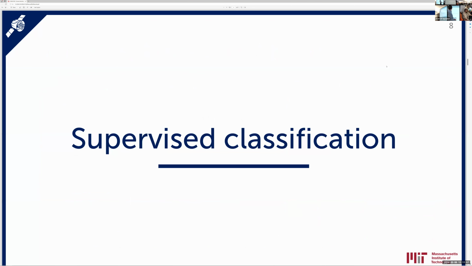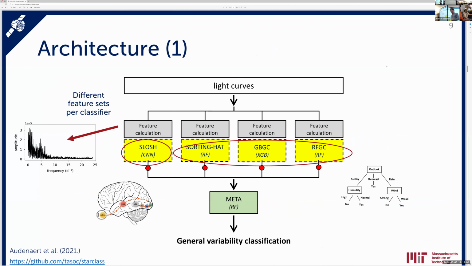Now, diving a little bit into our supervised classification scheme, we developed a couple of them, but here is the architecture. What we essentially do is we get the light curves from TESS, and then we feed them to 4 different classifiers. Each classifier uses a different set of features, and most of them use different types of algorithms. For example, in this left one I'm showing here, we calculate the Fourier spectrum, here the amplitude spectrum, and then we feed this as an image to a CNN. In the other ones, we do some different things.